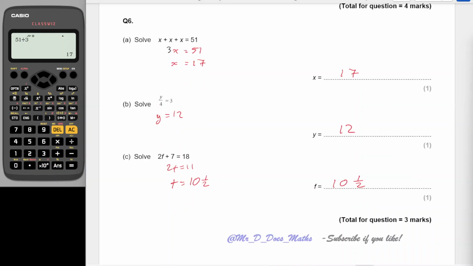And in reality, 11 divided by 2 is not 10.5. Hopefully you spotted that. It's 5.5.